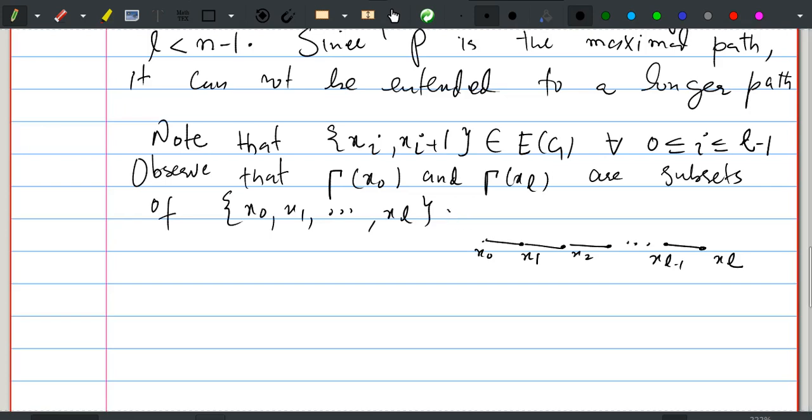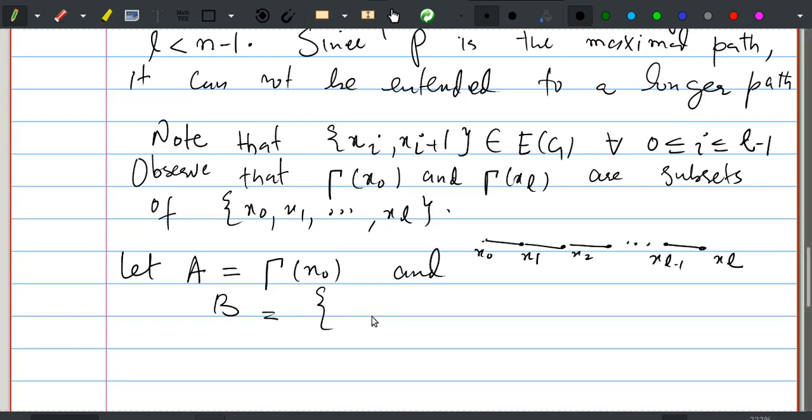Now let us note, let A be the set gamma of x0, the set of all neighbors of x0, and B be the set which contains those xi's such that xi minus 1 is a neighbor of xl.